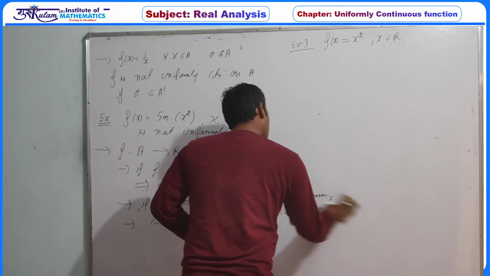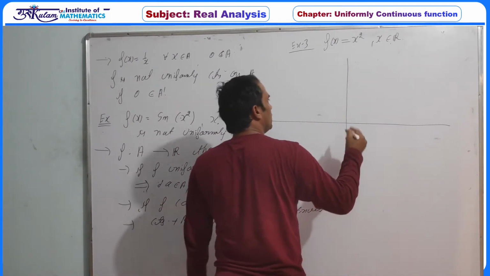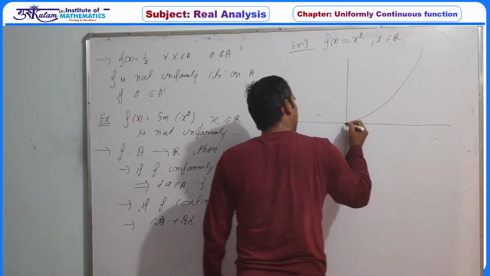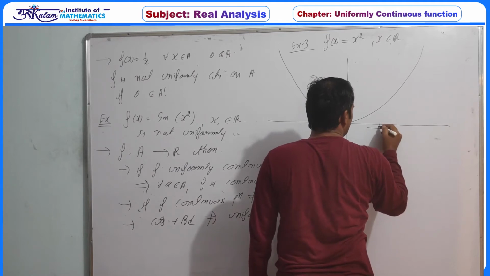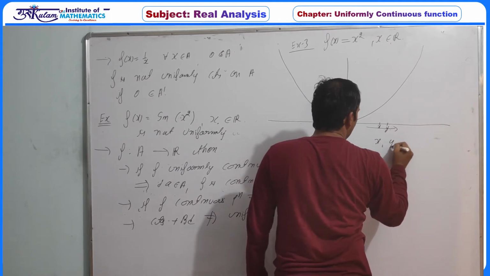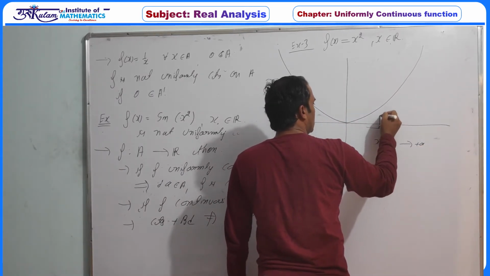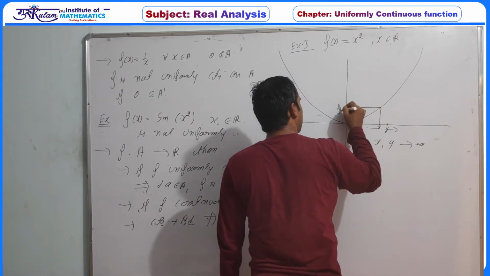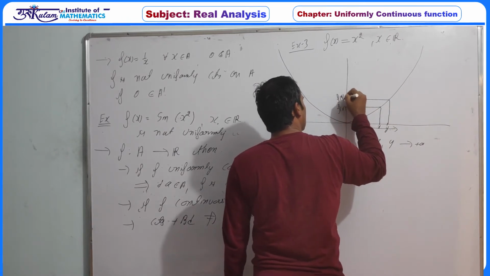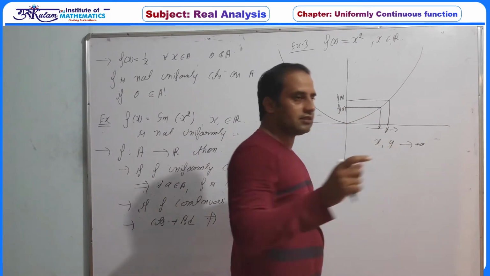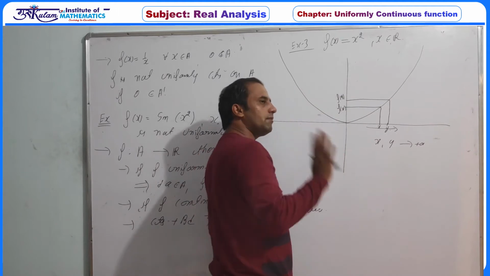So if we draw the graph of this function, geometrically, what is the meaning of uniform continuity? If we draw the graph, say this is x and this is y, and x and y both tend to plus infinity. For example, if we take x and y at this point, so this is f of x, and at this point this distance is f of y. So if the mod of x minus y is less than delta, we can say that this is less than some epsilon.